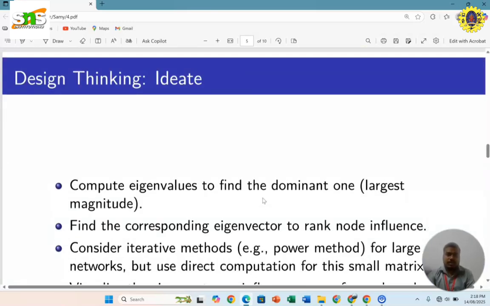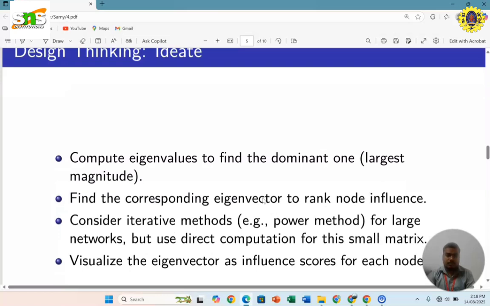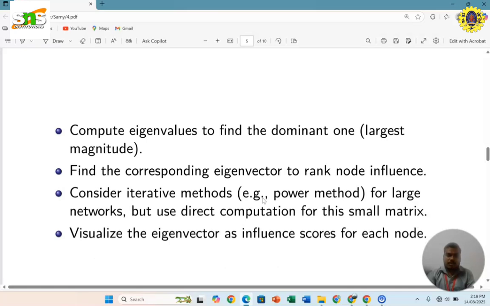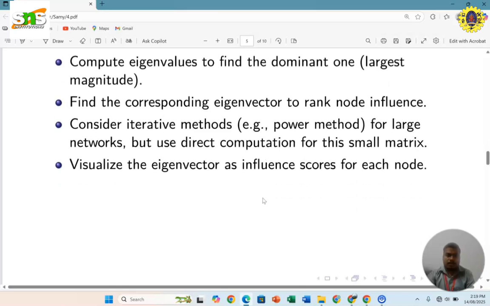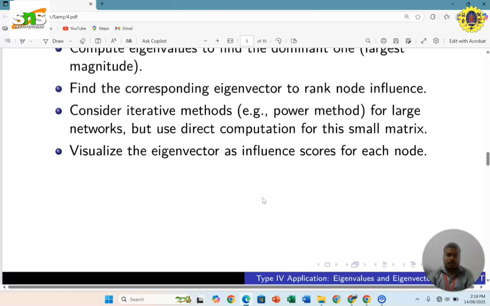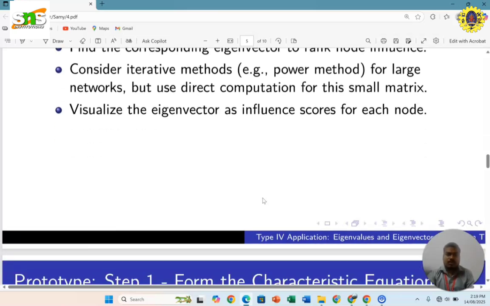Next stage is ideate. Compute eigenvalues to find the dominant one, that is the largest magnitude. Then find the corresponding eigenvector to rank node influence. For example, the power method can be used for a large network. Visualize the eigenvector as influence scores for each node.